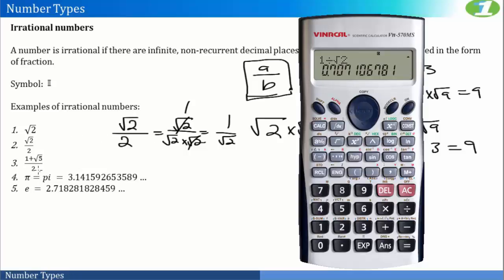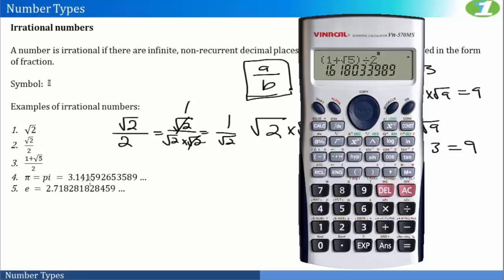And the same can be said for this, as if you had, let's say, 1 plus the square root of 5 divided by 2, which is 1.618033989, and I'm sure this thing goes on forever. All right, so this is actually irrational as well.